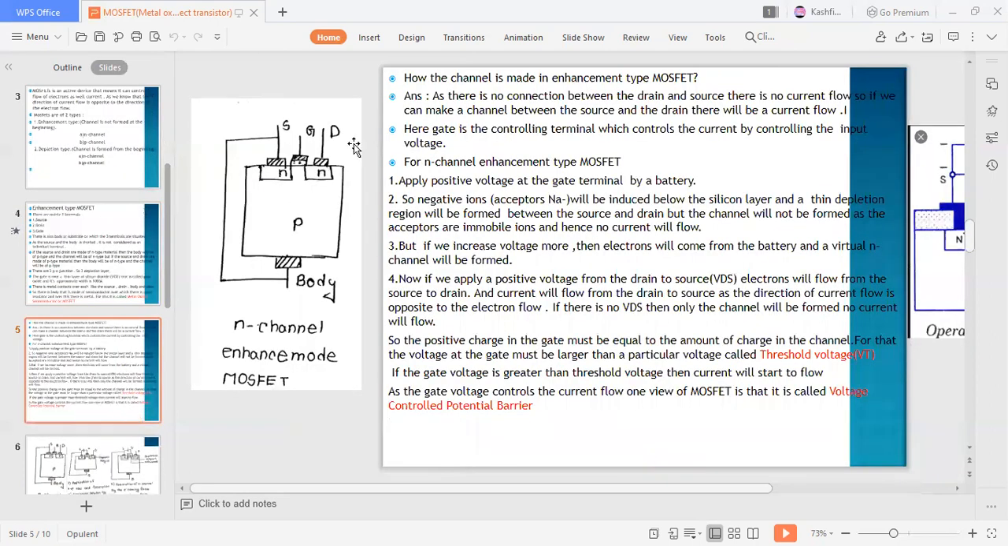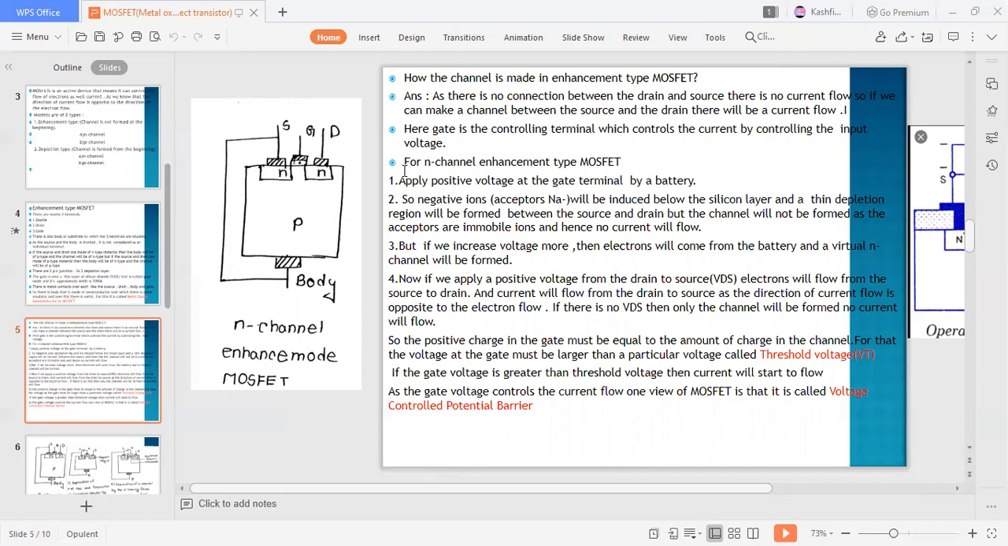After that, how is the channel made in enhancement type MOSFET? As there is no connection between the drain and source, there is no current flow at the beginning. So if we can make a channel between the source and the drain, then there will be a current flow. Here, the gate is the controlling terminal which controls the current by controlling the input voltage.